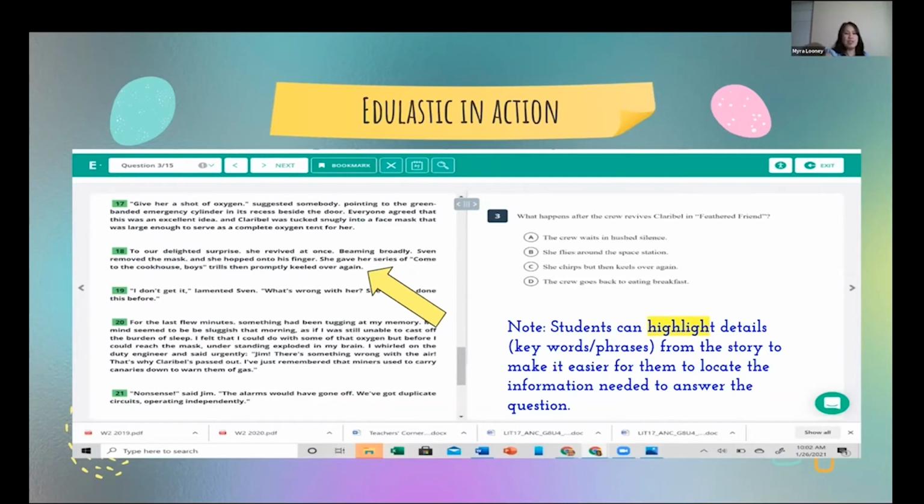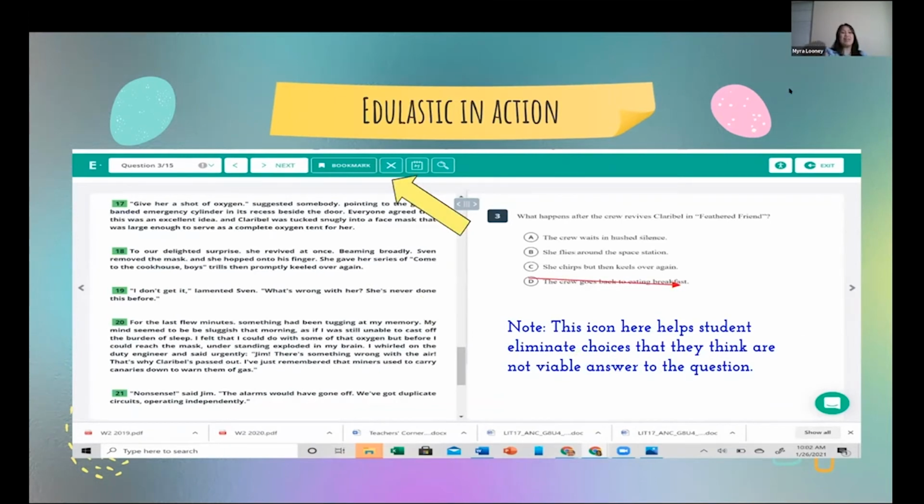So in this particular text, the students can highlight details, keywords, and phrases from the story to make it easier for them to locate the information needed to answer the question. As you can see, the passage is beside the question itself, so it is easier for the students to go back to the text and read the question again, and then go back to the text again. So it is not something that they would have to come up with on their own, but there is a passage itself. So this is very cool.